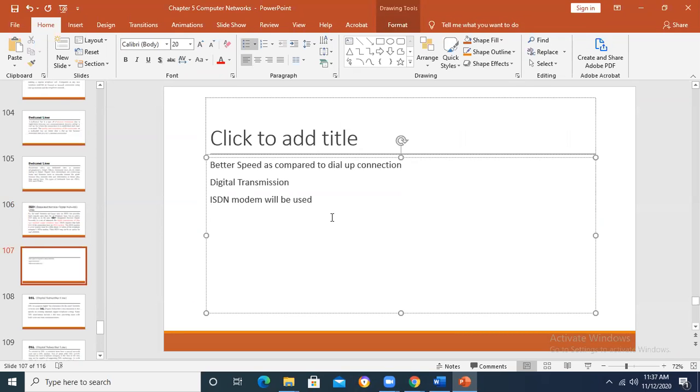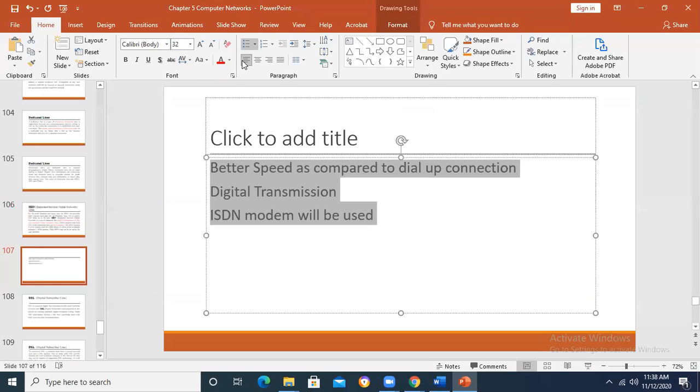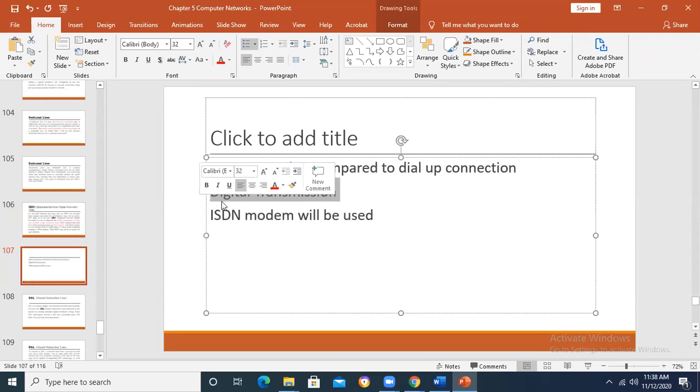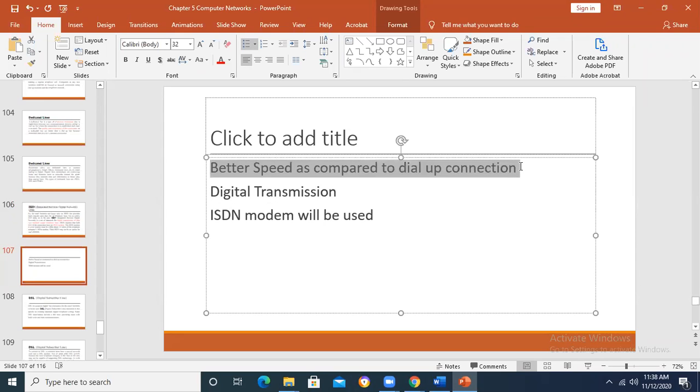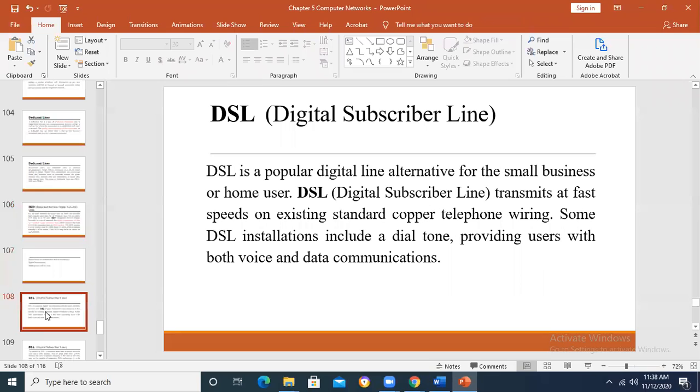So we had discussed that while using ISDN, what are the major differences? We said that basically we will have digital transmission, number one, better speed as compared to the dial-up connection, and there would be an ISDN modem used. If we make a comparison, because you may be asked for making a comparison, we need to have a comparison as well.